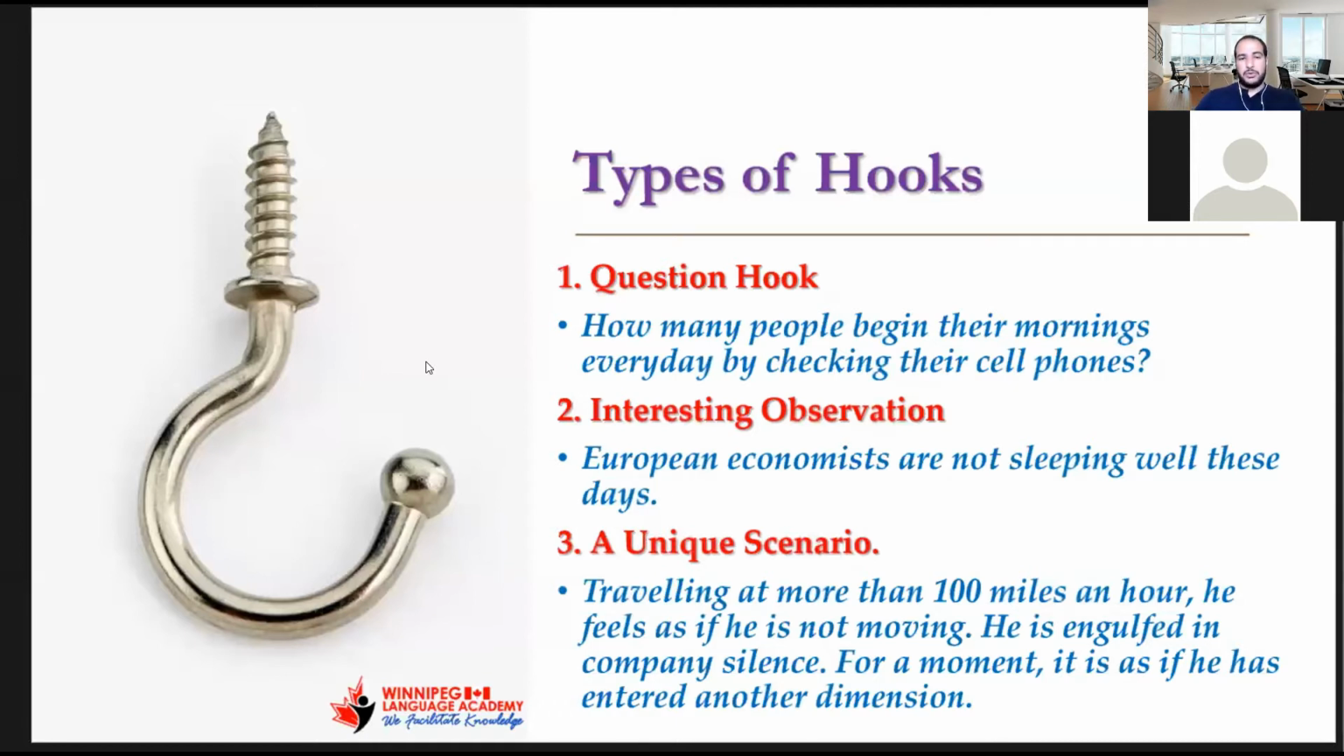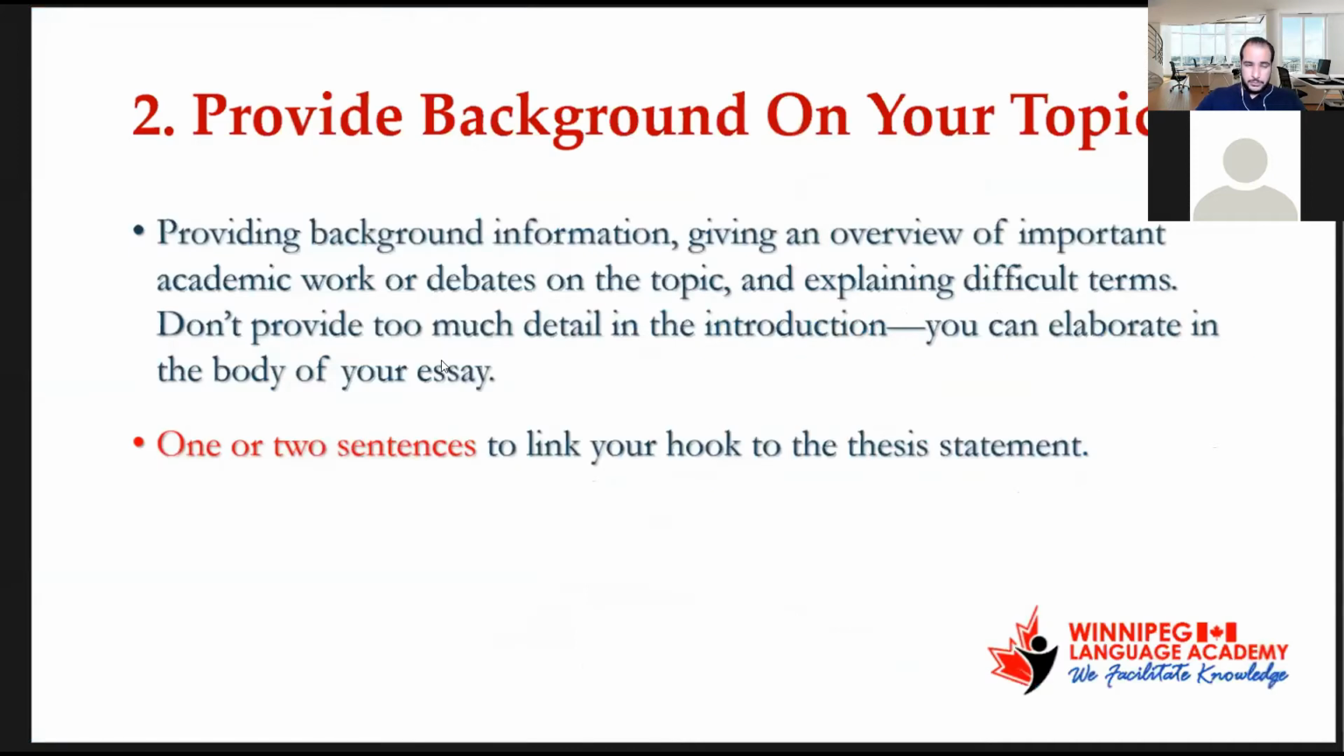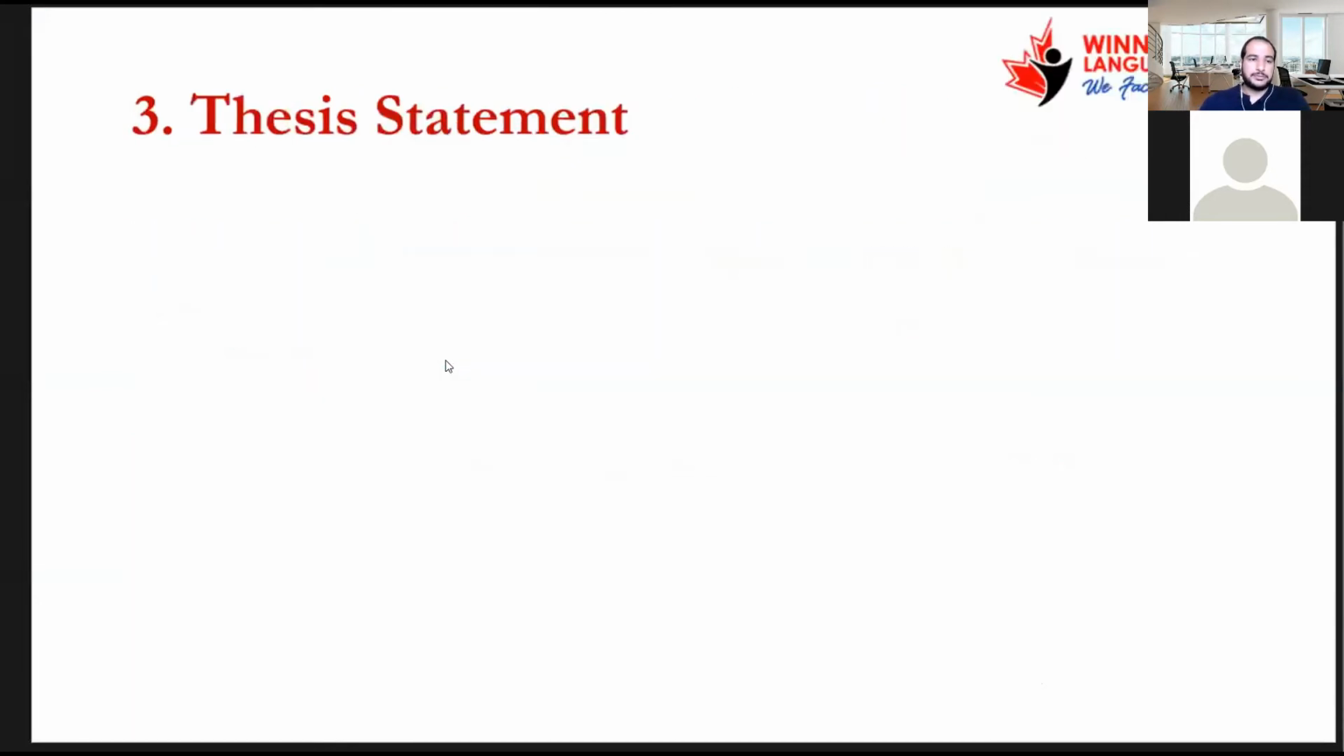So types of hook, we mentioned that there is a question hook, interesting observation, unique scenarios, famous quotes, surprising or shocking statistics or definitions. We also mentioned that a background information is a sentence that links the hook and the thesis statement. It can be one or two sentences, and you're advised not to add more details because you will be discussing these details in the body paragraphs.